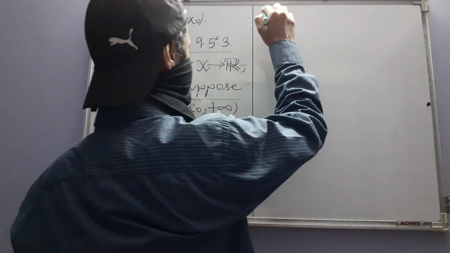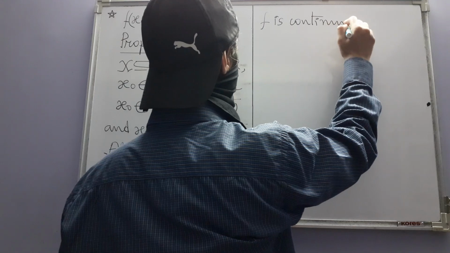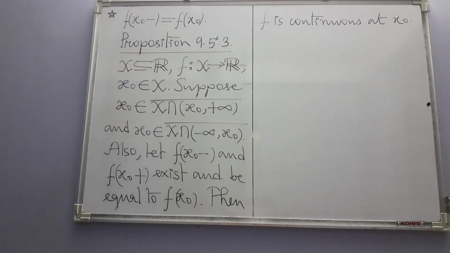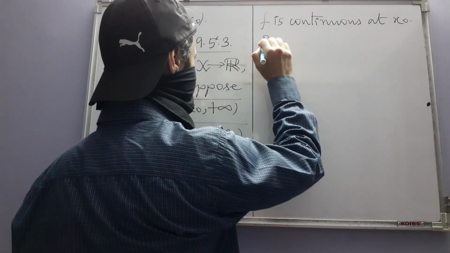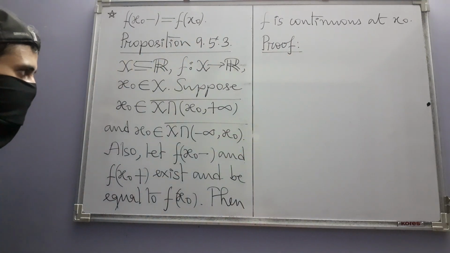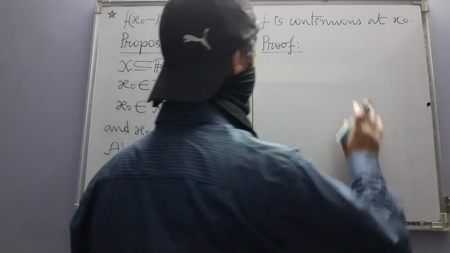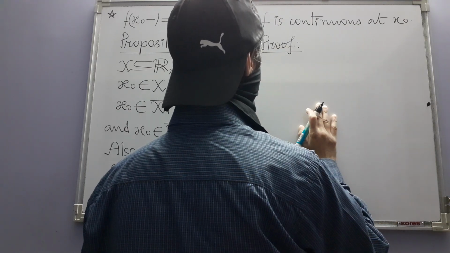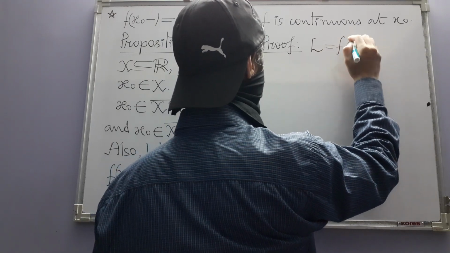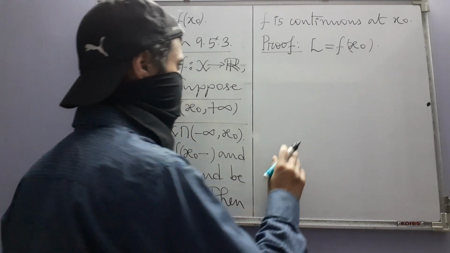Then f is continuous at x naught. So let us now see the proof. The proof is given in the text. So let us first write what the things are that we are given, what we have. For the sake of simplicity, the author is denoting the functional value at x naught by L. So this is what we have.